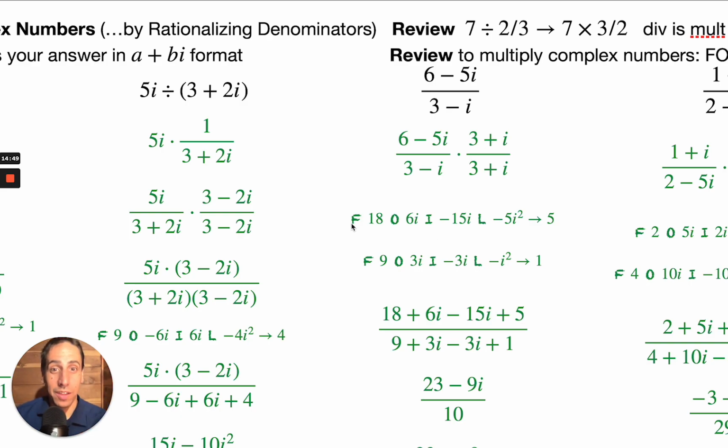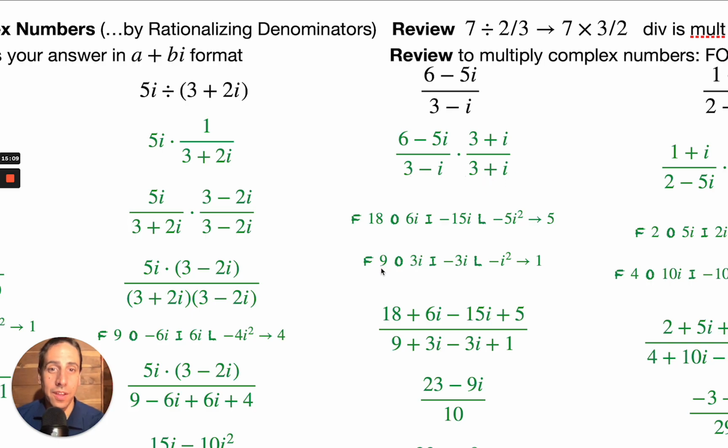6 times 3 is 18. 6 times i is 6i. Negative 5i times 3 is negative 15i. And last is minus 5i times i is negative 5i squared, which is the same thing as 5, because i squared is equal to negative 1. It cancels. We got 3 minus i, and 3 plus i.